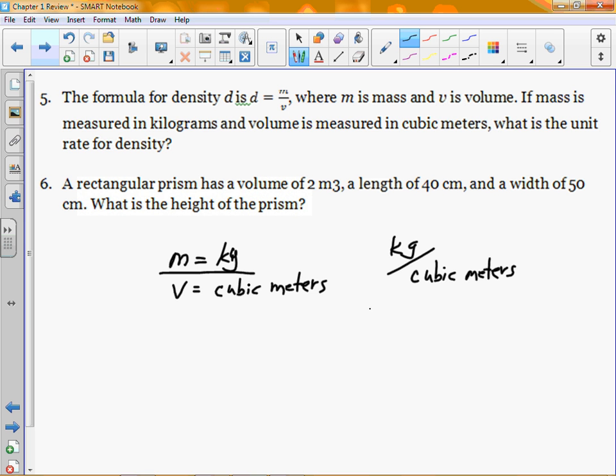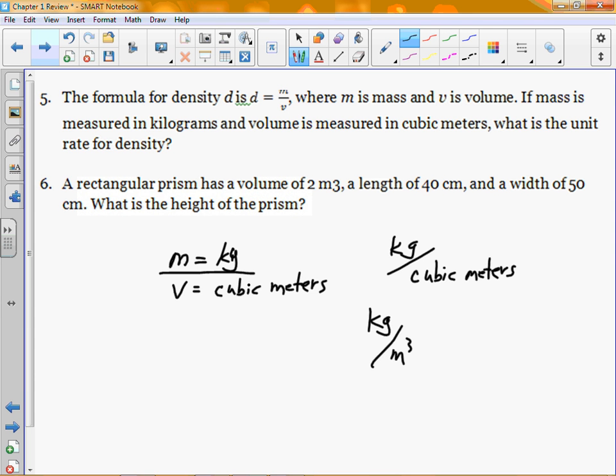They may also write kg. Watch this. Kilograms over m cubed. That's cubic meters. You write it m cubed. You read it cubic meters. That's all they're asking right there, guys.